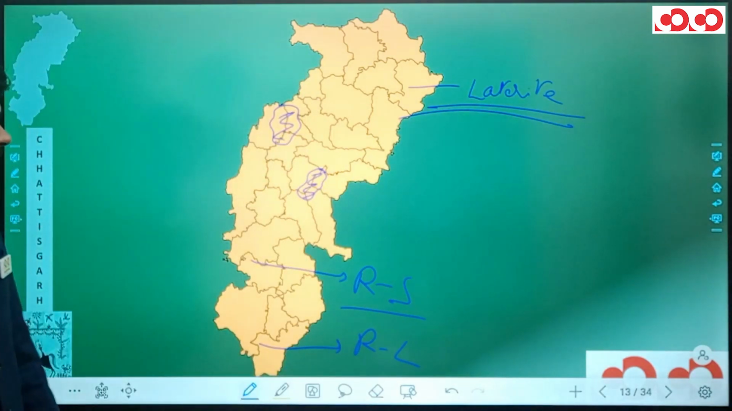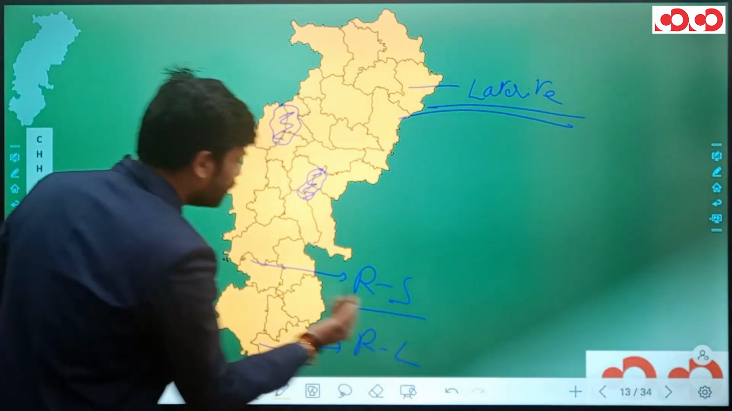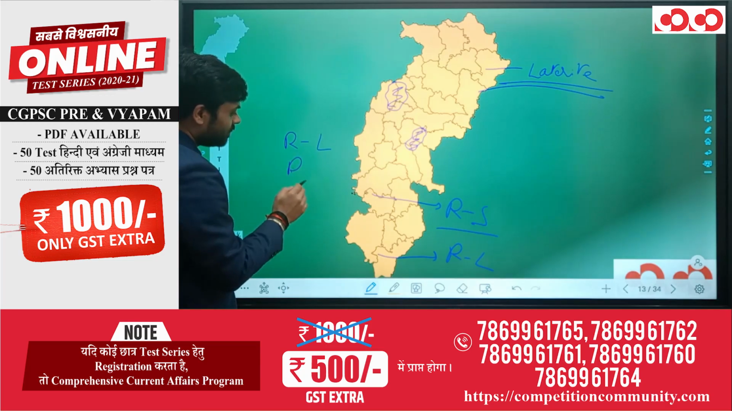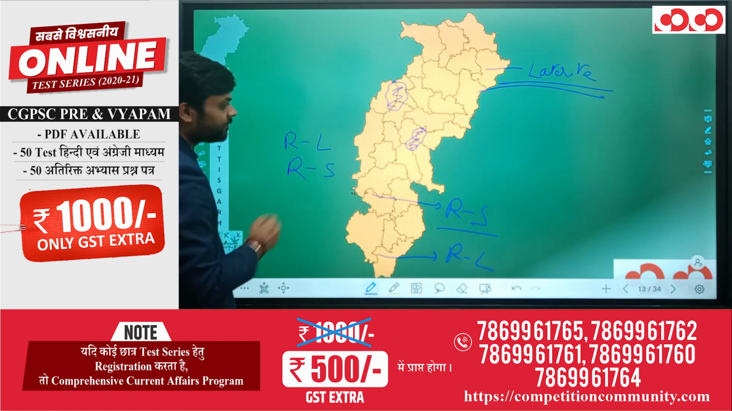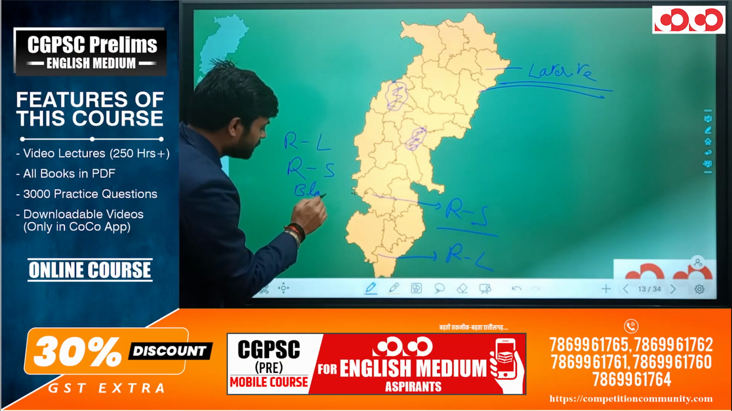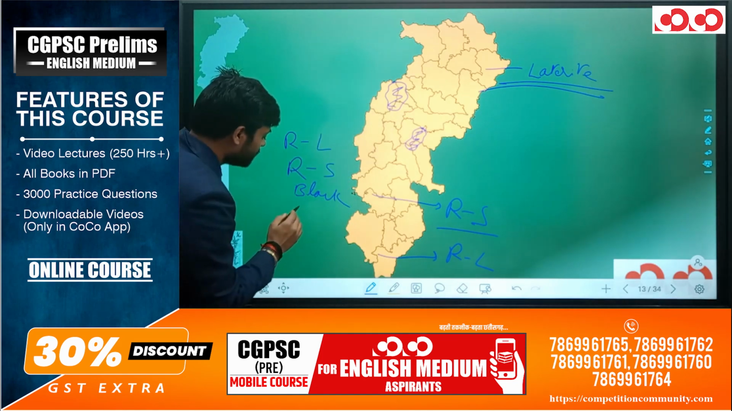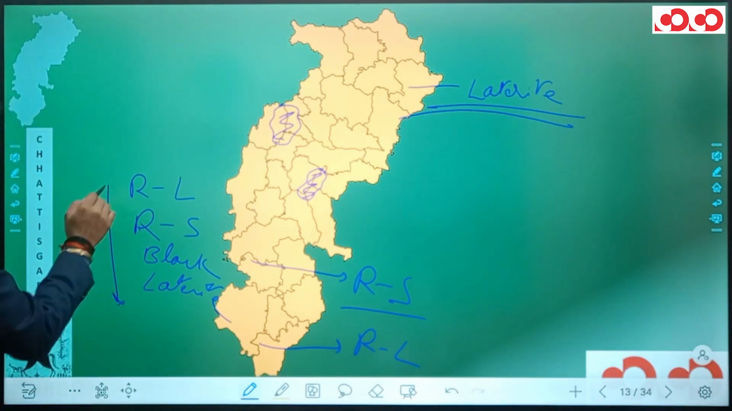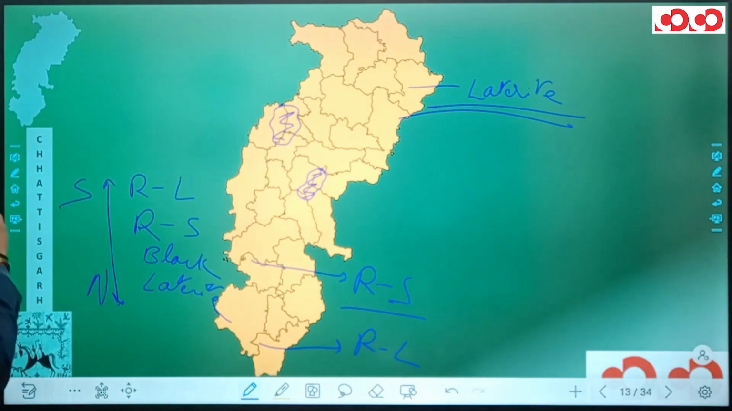And talking about the major extension of laterite soil, this actually is in the northern part area of Chhattisgarh. So when arranging from south to north, we have red loamy, then we have red sandy, then we have black, and we have laterite, and the sequence is from south to north.